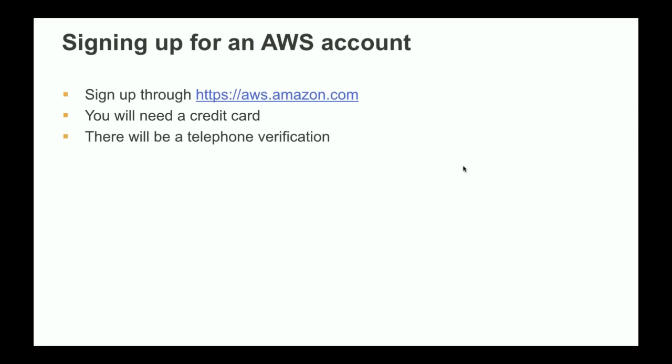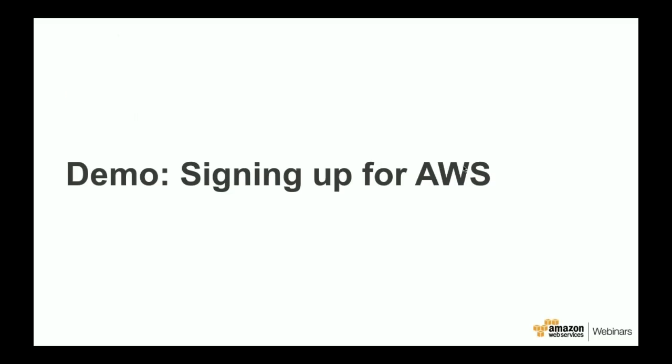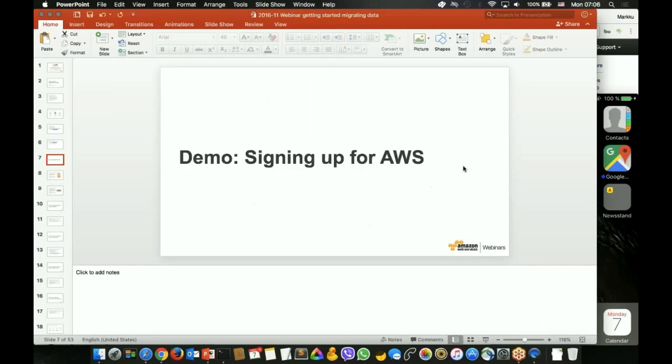And if you want to get started and create a new AWS account, all you need to do is navigate to aws.amazon.com, and you will see there a big button that says create a new account. You will need a credit card, but note that when you stay within the free tier that is documented on our site, you will not be charged for anything. There is a telephone verification step when you sign up a new account, so please keep that in mind. Now with that, let's jump right into the first demo, which is signing up for AWS. Let's create a new AWS account together.